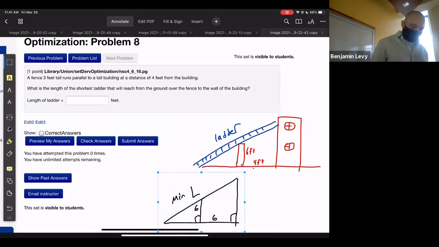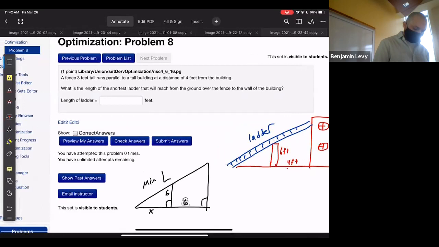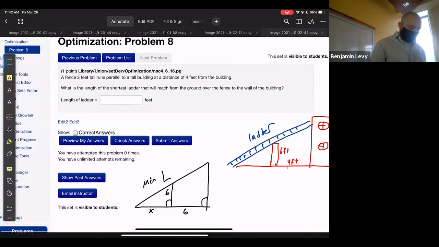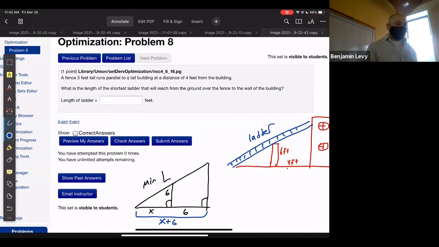I'm going to continue to label this, so I'm going to move it over here a little bit. And so let's call the length of the bottom triangle X, and maybe I'll move this one so it's a little more clear. And so if we want to know the length of the entire bottom, what's the length of the whole bottom of that triangle? X plus 6. Okay, that's a good setup. I'm going to label the height of the building Y.